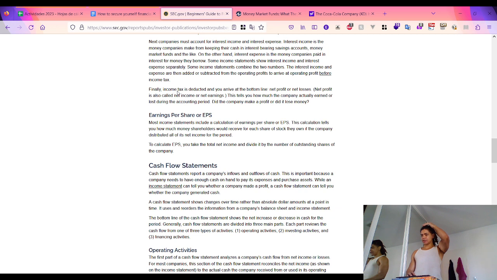So finally, income tax is deducted and you arrive at the bottom line, net profit or net loss. Net profit is also called net income or net earnings. This tells you how much the company actually earned or lost during the accounting period. Did the company make a profit or did it lose money?